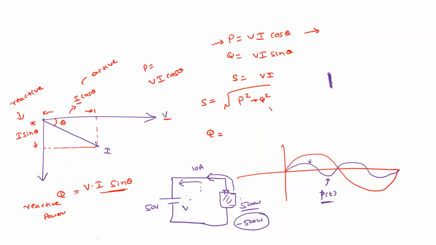Positive means the power flow depends on the elements, right? If energy storage elements are there, the power flow can be from load to source or source to load. If the power is positive, it will be source to load. If the power is negative, it will be load to source. The same applies here, right? So in one cycle, the inductor is storing the energy in one quarter wave, and in the other quarter, 90 degrees, it is giving the energy back to the source.